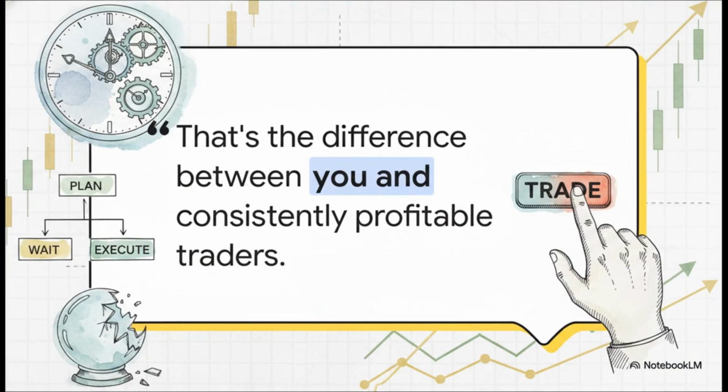That right there is the bottom line. Consistently profitable traders don't have a crystal ball. They have a system. They have a process. They build their plan, they wait patiently for their setup, and they execute without hesitation when it shows up. That discipline is the entire difference.